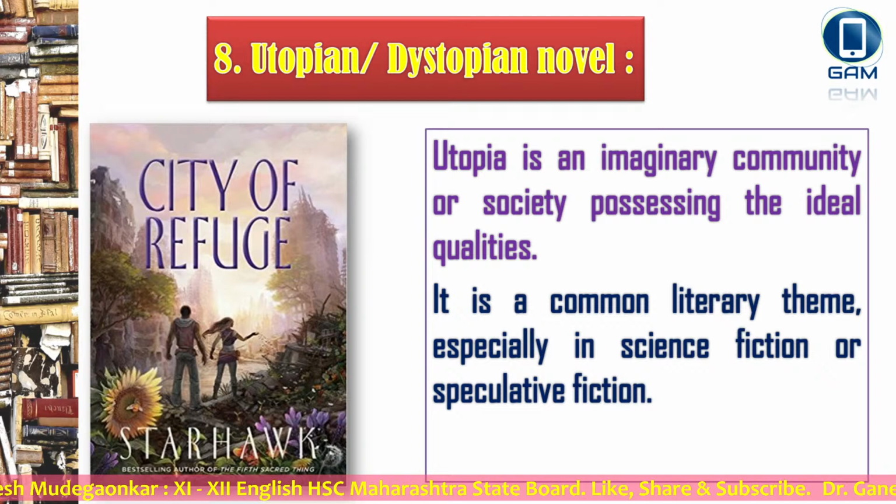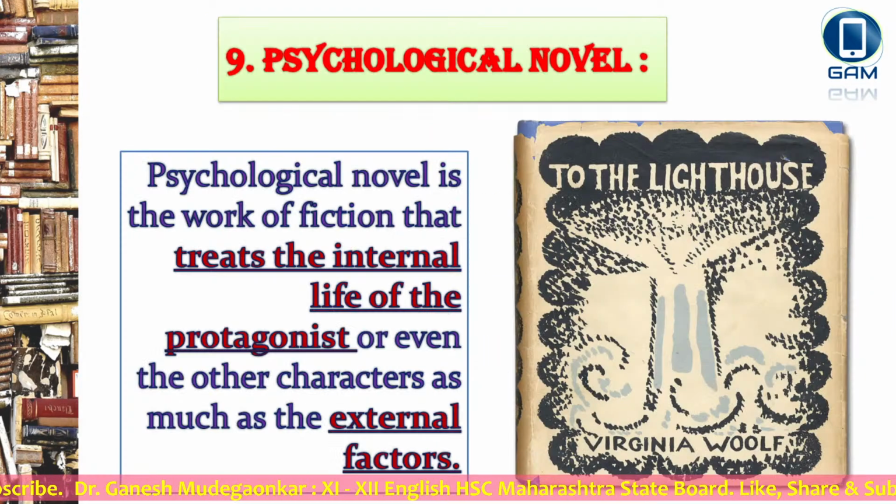It is a common literary theme, especially in science fiction or speculative fiction, where people want to give the details about the science, the details about the new inventions. That time they are having their own kind of thinking, their own world, okay, they are not entering into our human world. That third or fourth world will be there in their novel, and that's why they are being called utopian or dystopian novels. So Starhawk is one of the best examples. By Starhawk, it is a city of a refugee. It is one of the best sellers.